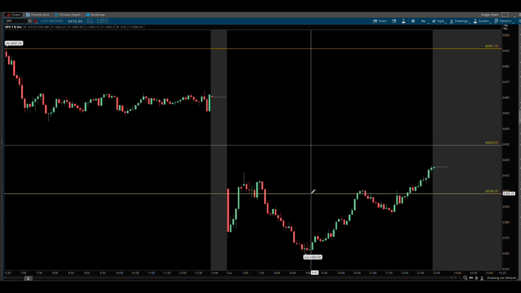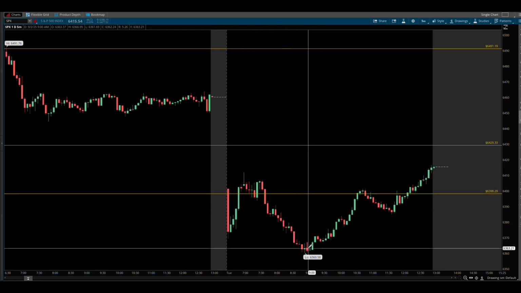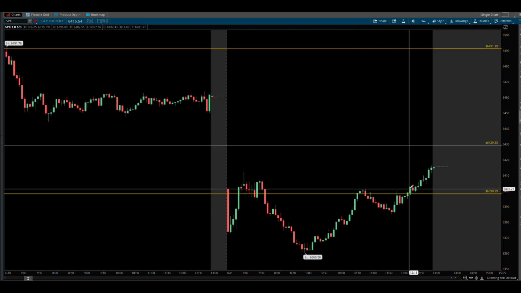We got outside of that. We tried to come back out, and we didn't like it, and then we reverted back to it, rejected it, and then moving up into the end, we ran into it.